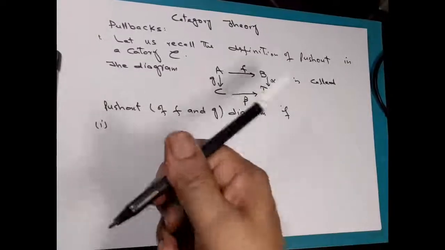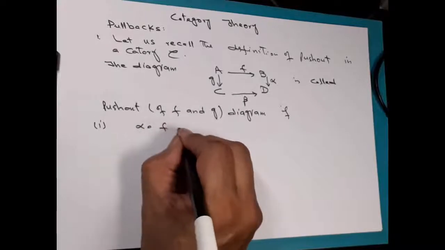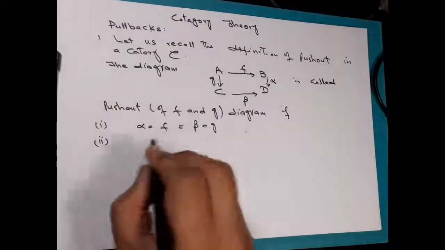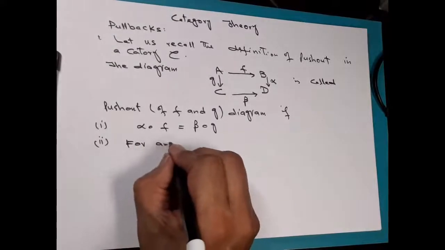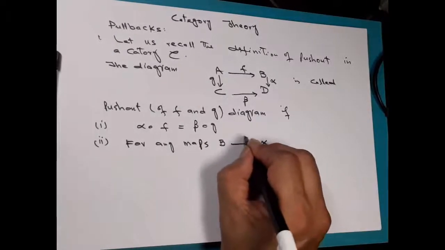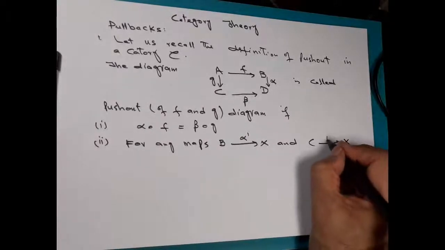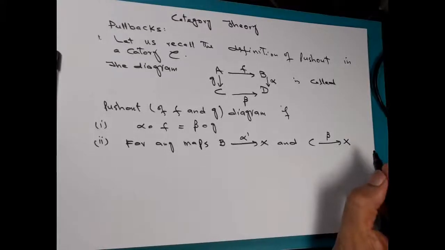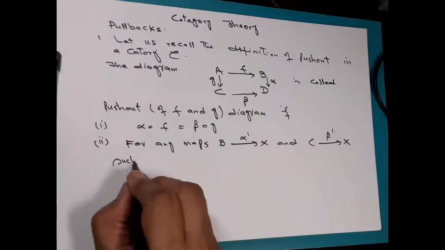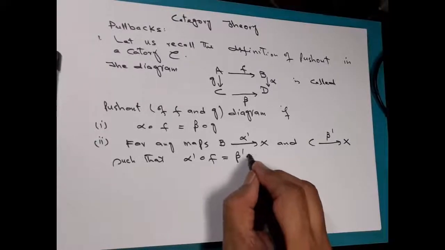First of all, this diagram has to commute, which means that alpha composed with F is equal to beta composed with G. And the second condition is, for any maps from B to X, let's call this map alpha dash, and from C to X, let's call this map beta dash, where X is an object of the category C. So for any maps alpha dash and beta dash such that alpha dash composed with F is equal to beta dash composed with G.